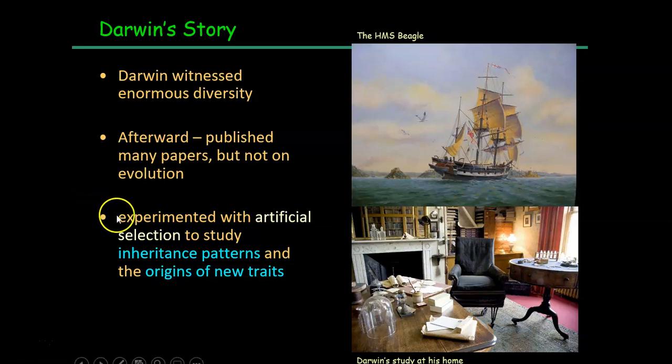He also, once he got back, continued to experiment with artificial selection, and as it turns out, that was his way of tinkering around with species breeding and inheritance patterns for him to better understand how there could be changes from one generation to the next.